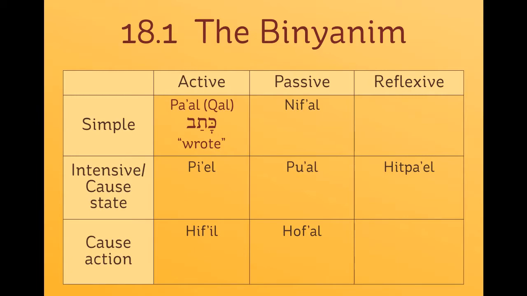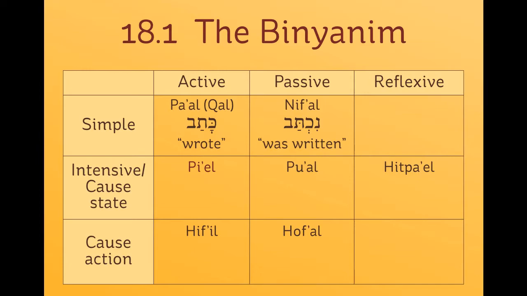Next up is nif'al, and it describes a passive action where the subject is the receiver of the verbal action, not the doer of it. Nif'al verbs are distinguished by the nun that they add at the beginning. So if katav means to write, the nif'al verb nichtav means was written.